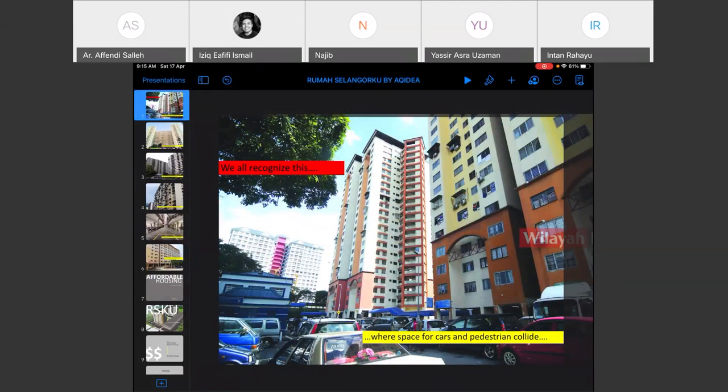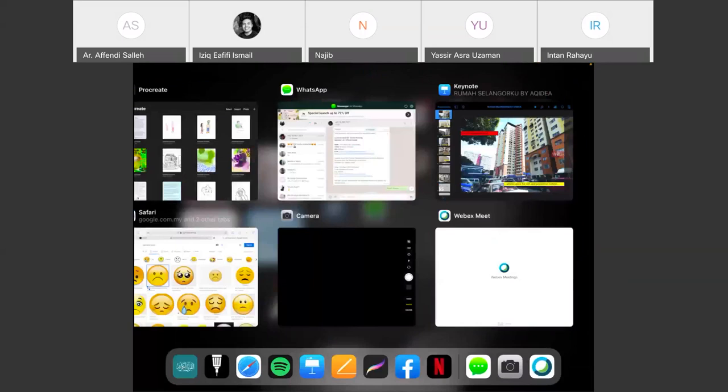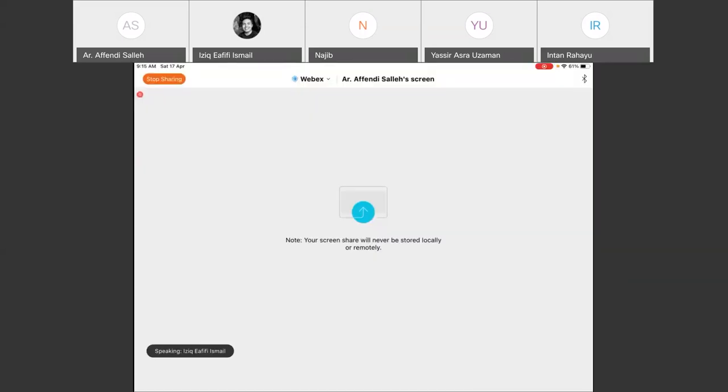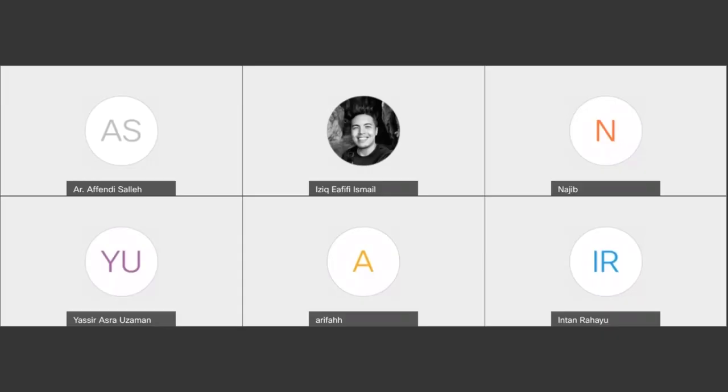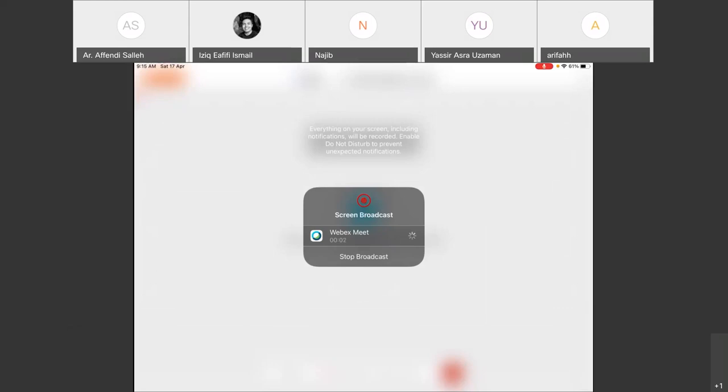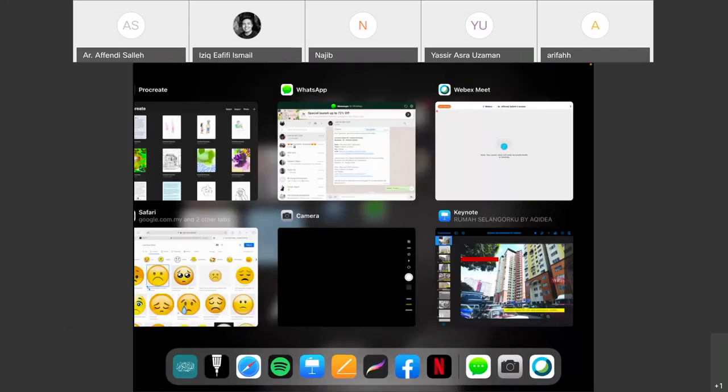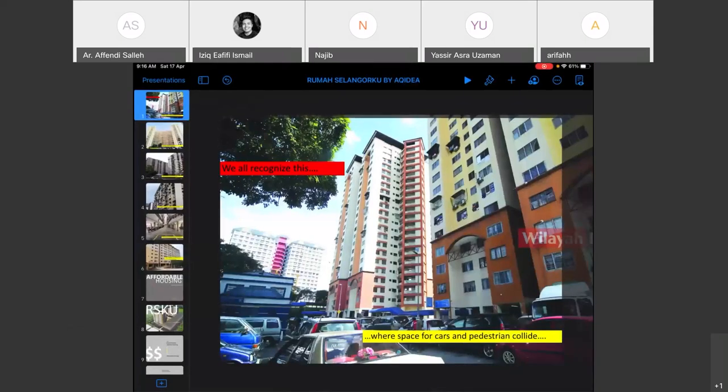Do I go back to WebEx, double tap, and I do stop sharing. It will go back to the WebEx prompt. Yep, screen sharing has ended. Okay, one more time. Start broadcast. 3, 2, 1. Broadcasting. I go to my online. You can see that one, yeah.